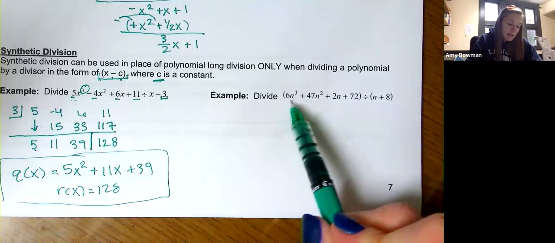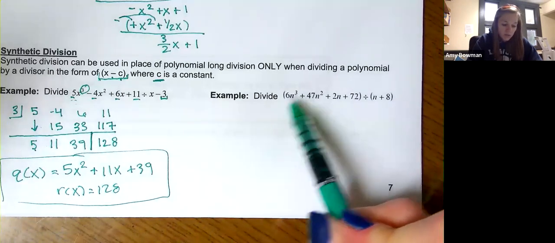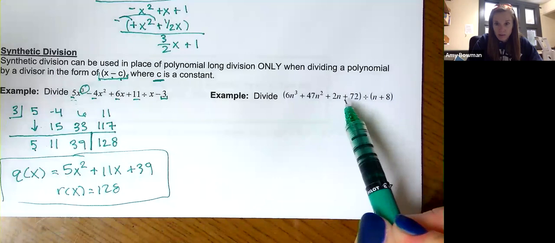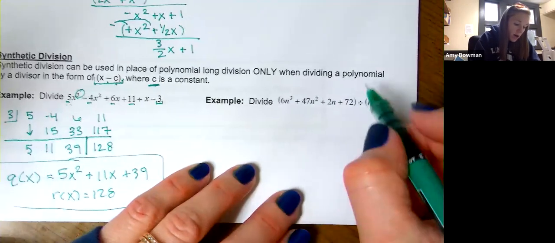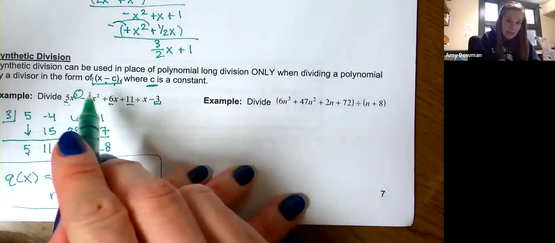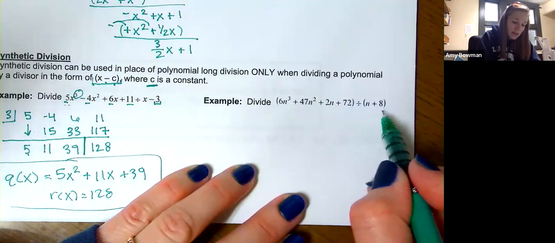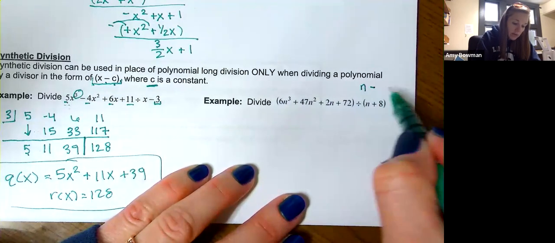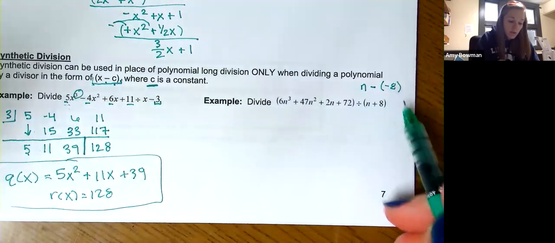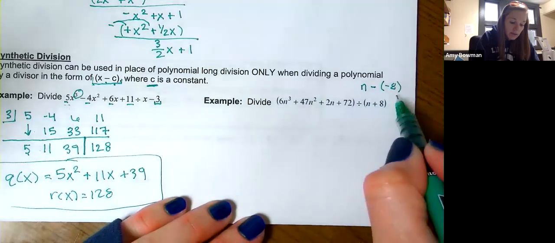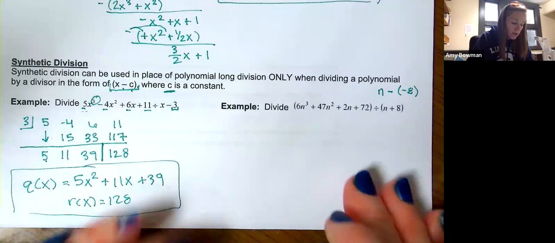So again, we're dividing 6n cubed, so we've got this whole cubic, and we're dividing by n plus 8, which is linear. So again, this is in the form of x minus c, but since it's plus 8, we have to think of it in the terms of n minus something. So that c value, if it's n plus 8, c is actually negative 8.